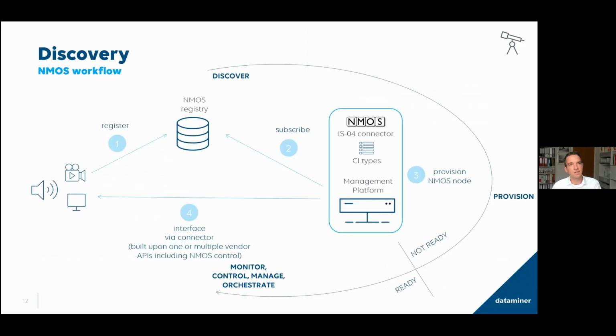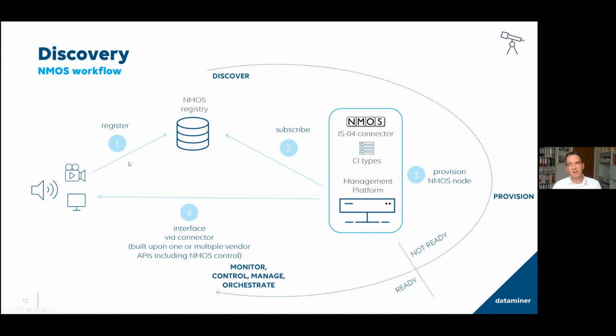That's one part. Now, the more important one, the NMOS workflow. How do we do that? Instead of scanning the network, what can we do? We can interface with the NMOS registry, as we said. The management platform subscribes there. We need what we call a connector that talks IS-04, that query API.